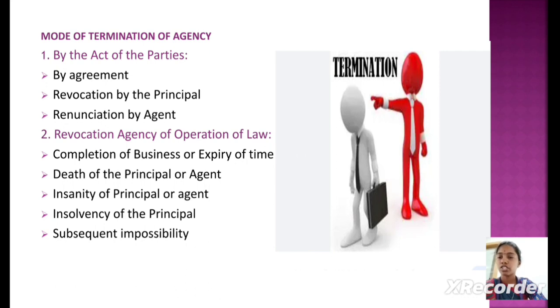Modes of termination of agency. They are by the act of parties and by operation of law. By act of parties, it happens by agreement, revocation by the principal, or renunciation by the agent. By operation of law, they are completion of business or expiry of time, death of the principal or agent, insanity of principal or agent, insolvency of the principal, and subsequent impossibility.